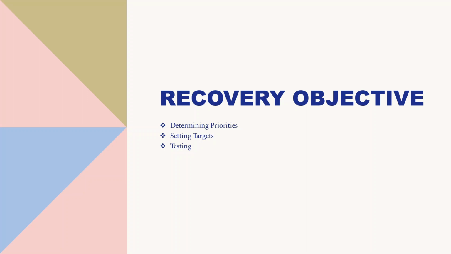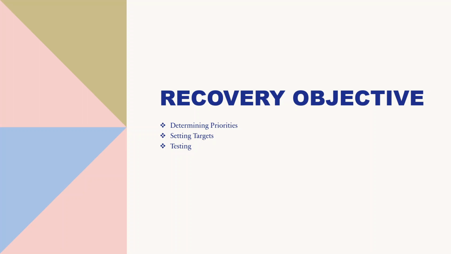For example, if a business has an RTO of 4 hours, it means that the critical systems and applications should be restored within 4 hours of a disaster. RPO refers to the maximum amount of data loss that a business can tolerate. It is the point in time to which the data must be restored after a disaster. For example, if a business has an RPO of 1 hour, it means that the data must be restored to a point in time no more than 1 hour before the disaster occurred.